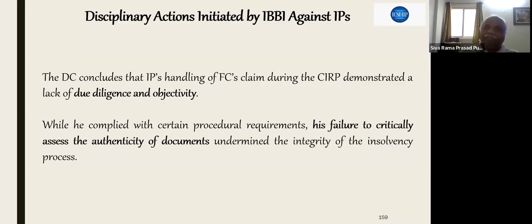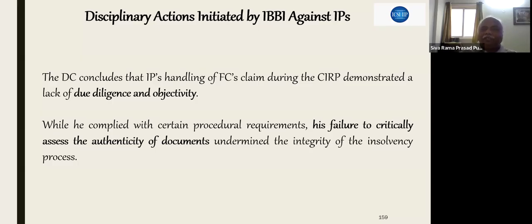But here, the conclusion is that the number of disciplinary actions, the growth rate, is increasing, year on year. So it denotes that proper implementation of the regulations or code is not done by the RPs, IRPs or liquidators. Or some people take it leniently or lightly. Thereby, it affects their image as well as leads to penalties, etc.